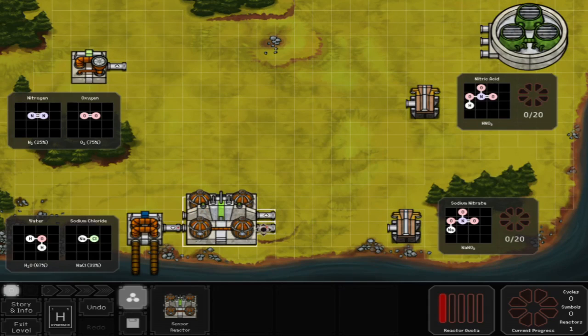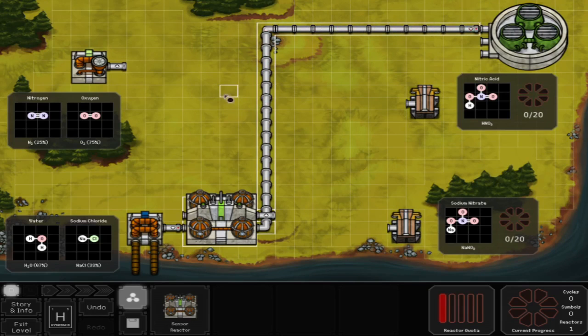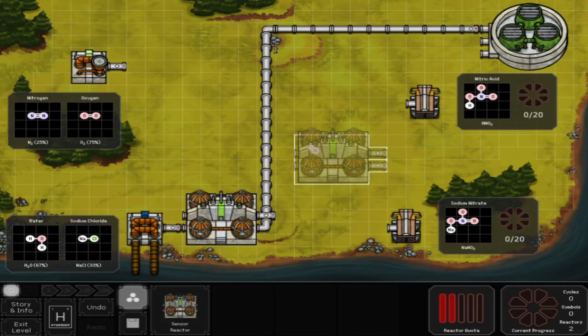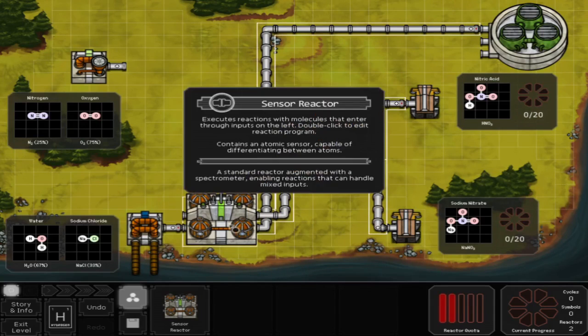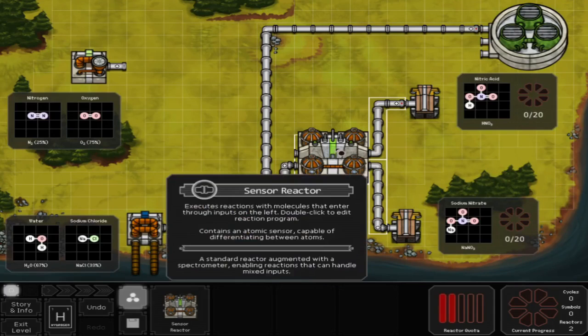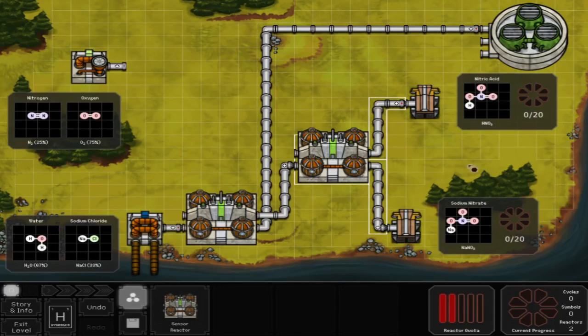Now, how about the trash pipe? I want to make this as straight as possible, just so that it's as easy as possible to make other pipes cross it. Yeah, so either a sodium atom or a hydrogen atom will come out of this reactor and go into here, which will then be attached to the nitric acid or the sodium nitrate, and then determined and sent to the correct freighter.